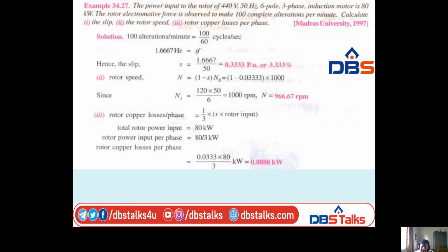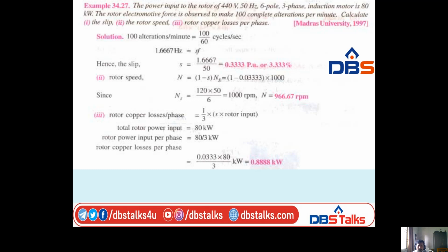That is the FR. Here that thing is important. Remaining problem is similar to all the above problems. 100 complete cycles per minute, otherwise 100 complete alternations per minute. So convert minutes to seconds, then we are getting the rotor frequency. FR is equal to 1.667. Then find out slip. Slip is equal to FR by F, 1.667 by 50, that is equal to 0.0333, in percentage 3.33%.